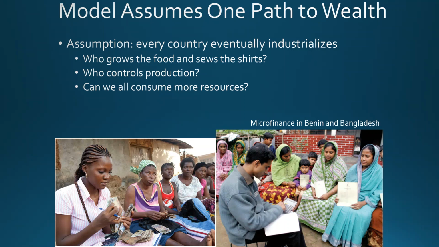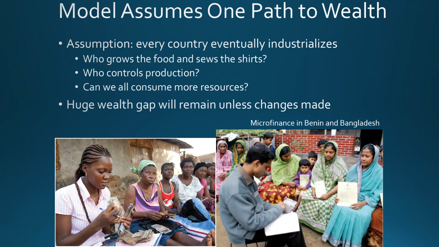We are already now using resources faster than the earth can replenish them. And so everybody is not going to be able to have this level of consumption, or we're going to have to get a lot smarter about our consumption. So these paths are going to have to change. And then there's different ways of looking at it, right? So, starting up small businesses through microfinance loans in places like Bangladesh, as opposed to massive external investment. But that huge wealth gap will remain unless there's some pretty significant changes, right?